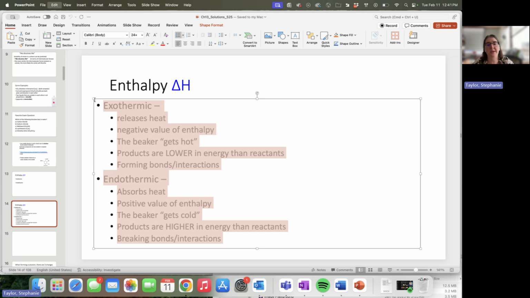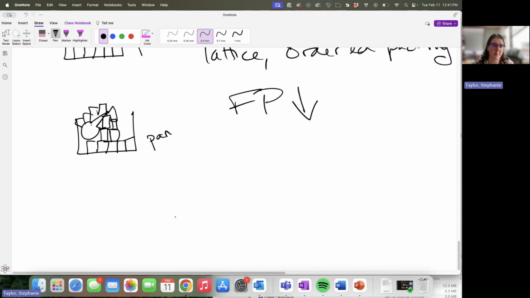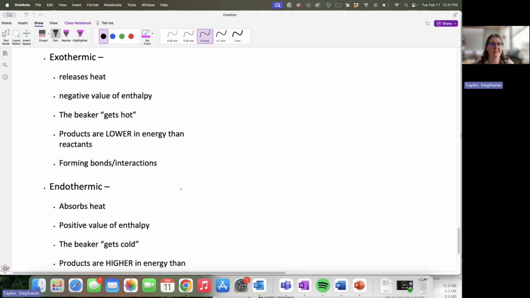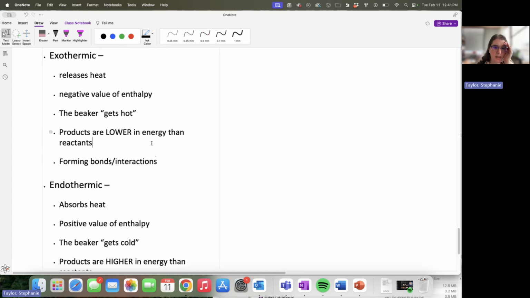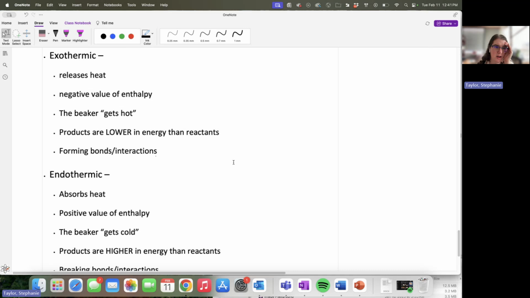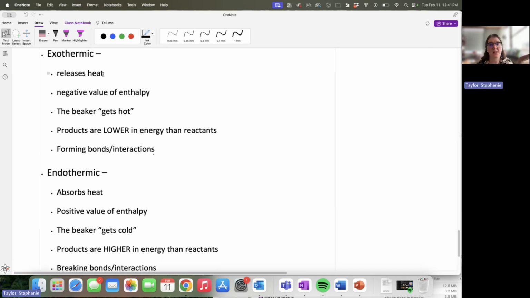So there are a lot of different ways to know if something is endothermic or exothermic. Here is the list I made. There is actually another thing we could add on to this. So exothermic, I have that it releases heat, that you have a negative value of enthalpy, that the beaker, quote unquote, gets hot, that products are lower in energy than reactants. So we've seen those little graphs that might just have some reactants over here and some products down here. So that notion that your products are lower in energy than your reactants, that bonds are being formed, or that interactions, intermolecular forces are being formed.